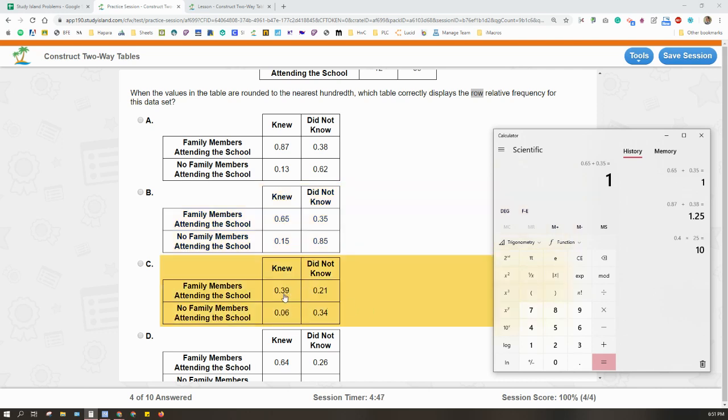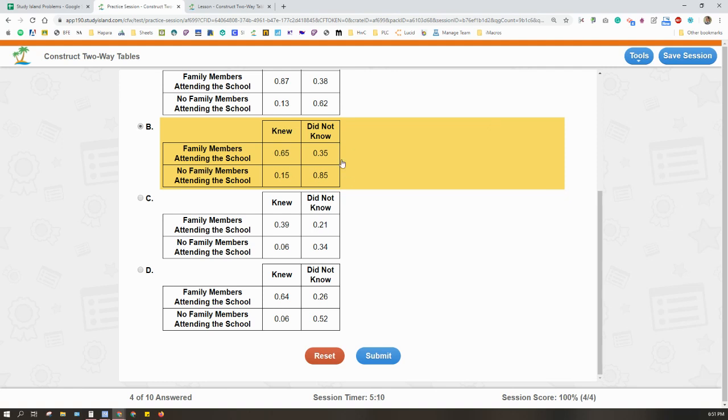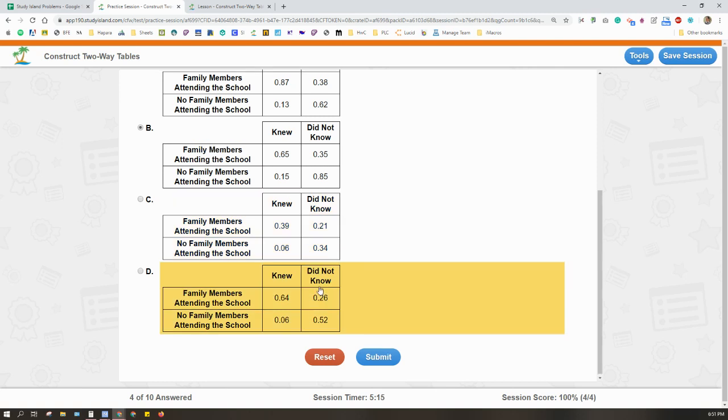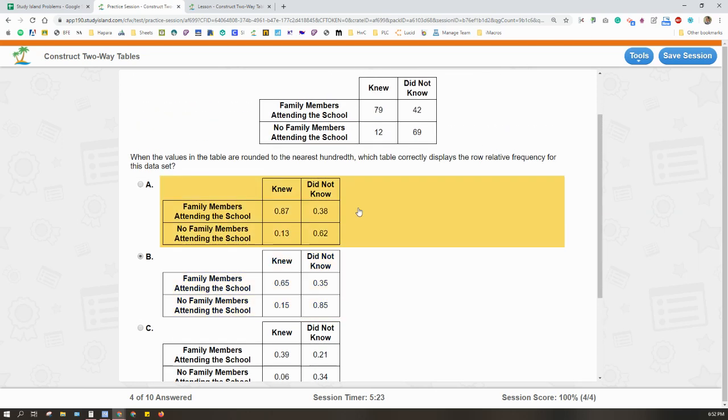Let's check table C. 0.39 and 0.21 definitely don't add up to 1.0 or 100%, so that's not the right answer. And table D, 0.64 and 0.26. What do those add up to? 0.64 plus 0.26, not going to be enough. Only 0.9. That's 90% and not the entire 100%. So without even knowing any numbers, we can tell that table B is the right one because it's the only one of the 4 options where the rows add up to 100%. And if it's a row relative frequency, then the rows must add up to 100%.